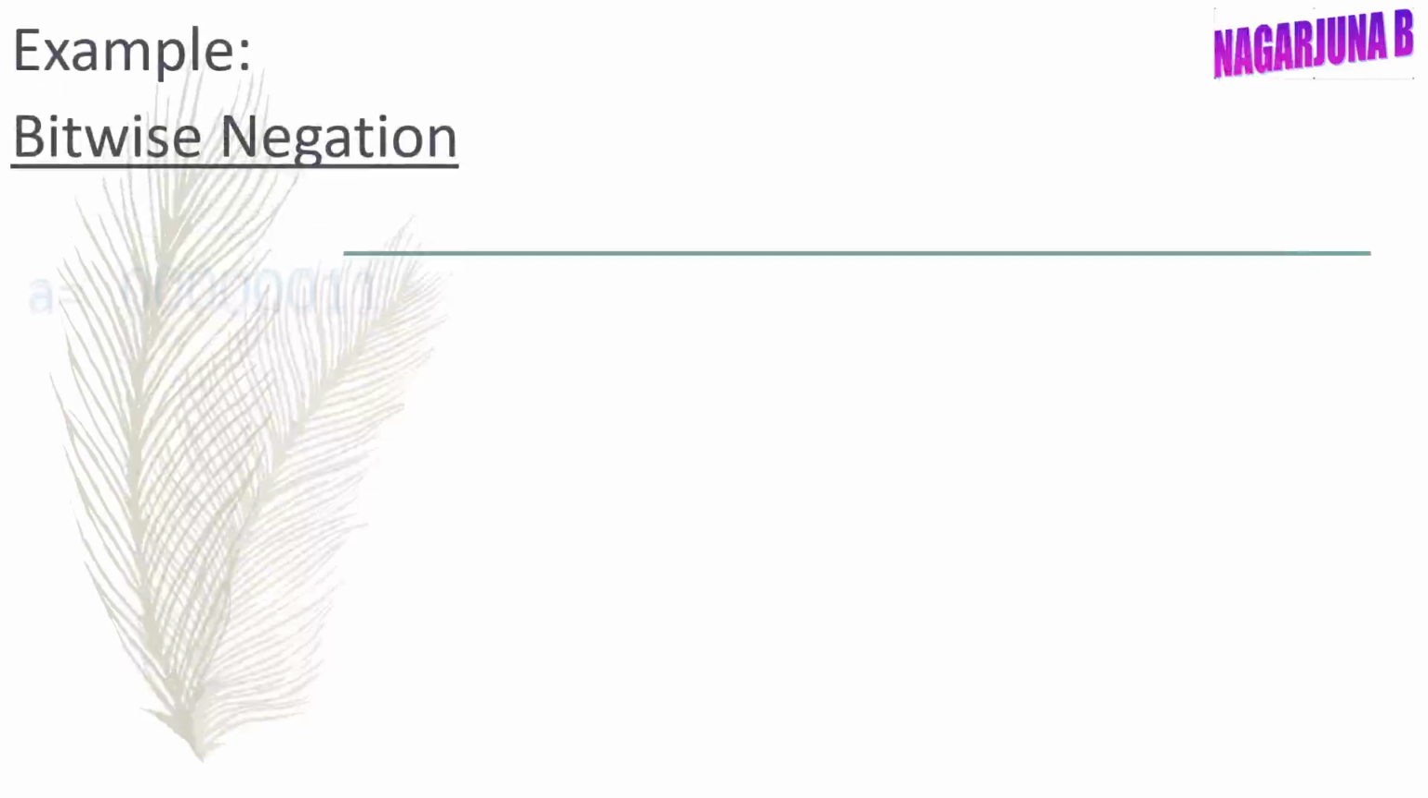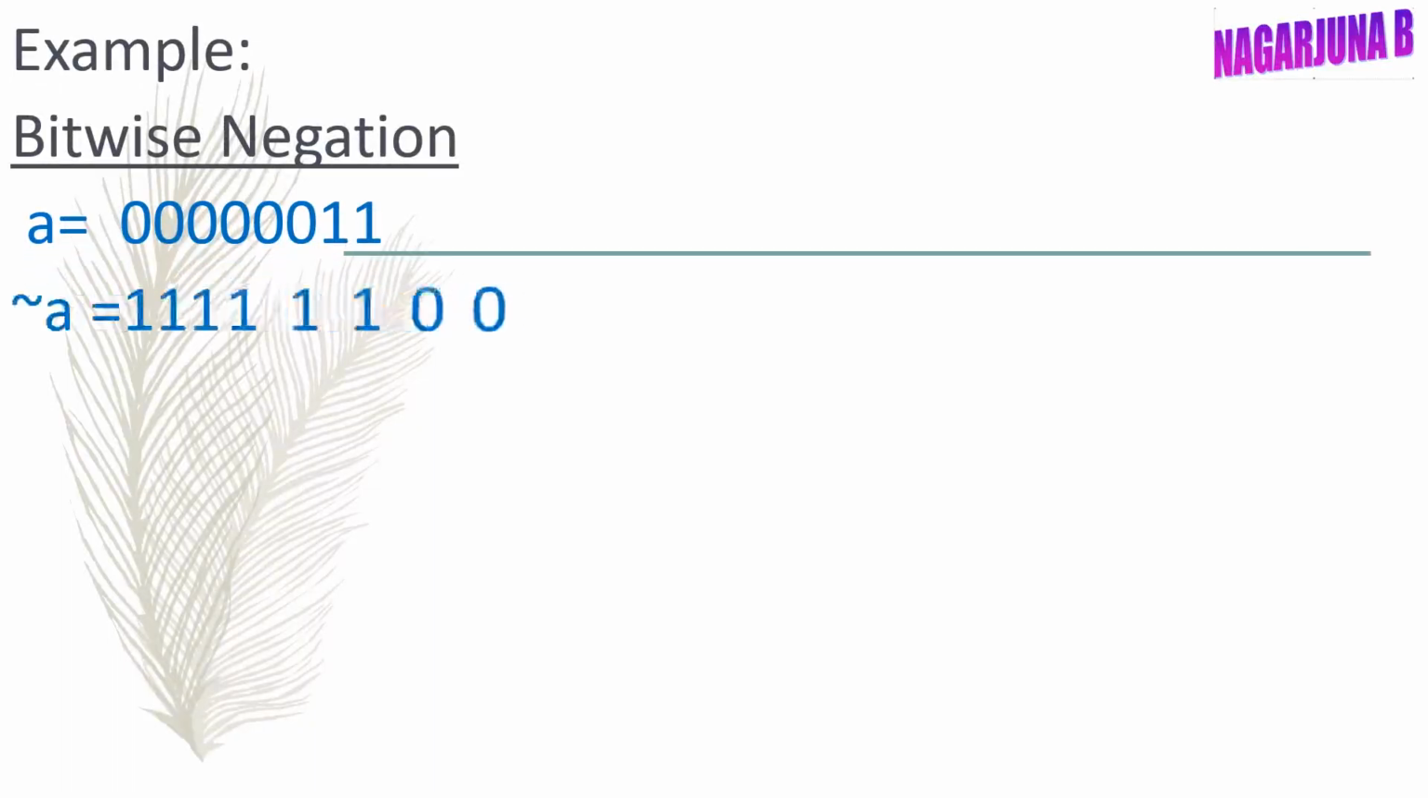First one, bitwise negation. A equal to 6 zeros followed by 2 ones. Its negation, negation of A, equal to 1 1 1 1 1 1 0 0. That is, all the zeros will be now 1 and ones will be zeros.